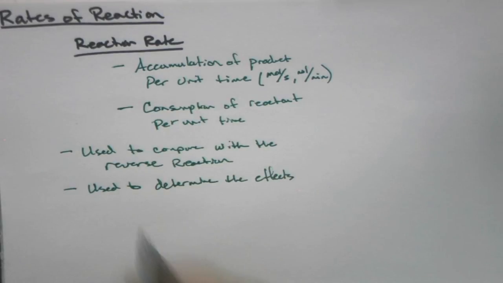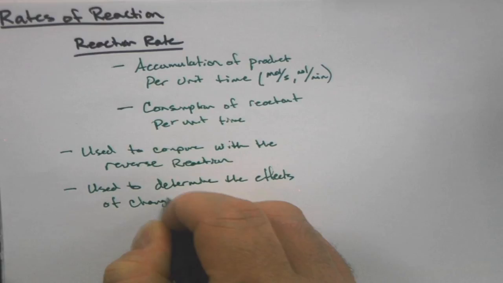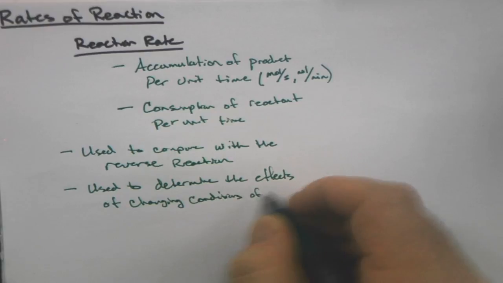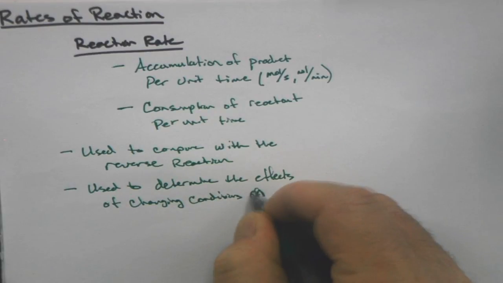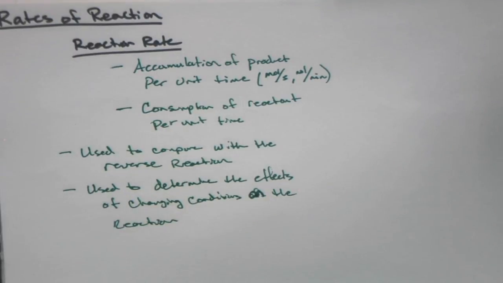It's used to determine the effects of changing conditions. So if you increase the temperature, how does it affect the reaction rate? Does the reaction rate increase or decrease, and it goes to a certain number of moles per second and that sort of thing. Or if we increase the concentration of one thing, how does it affect the reaction rate? Does it increase it? Does it slow it down? Those situations.